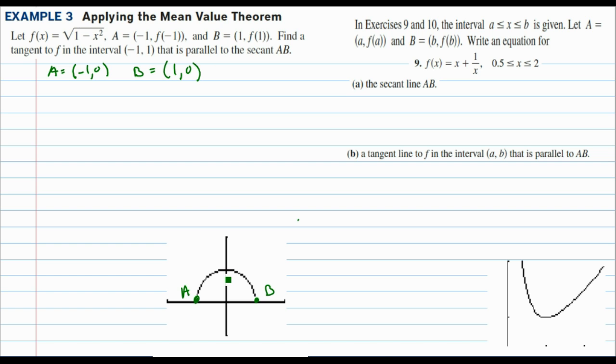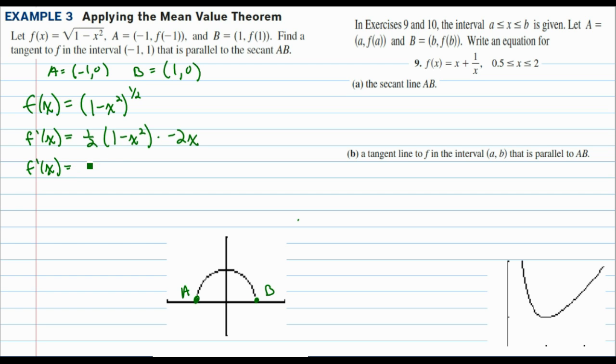So let's find the derivative of f first. By making the square root a 1/2 power and using the chain rule, I get that the derivative of f of x is going to be -x all over the square root of 1 minus x squared. And that does tell me that x can't be +1 or -1, but those numbers weren't included in our interval anyway, so that's good. Instead, they stuck the points A and B there that we're supposed to be satisfying the slope to, so that's fine.